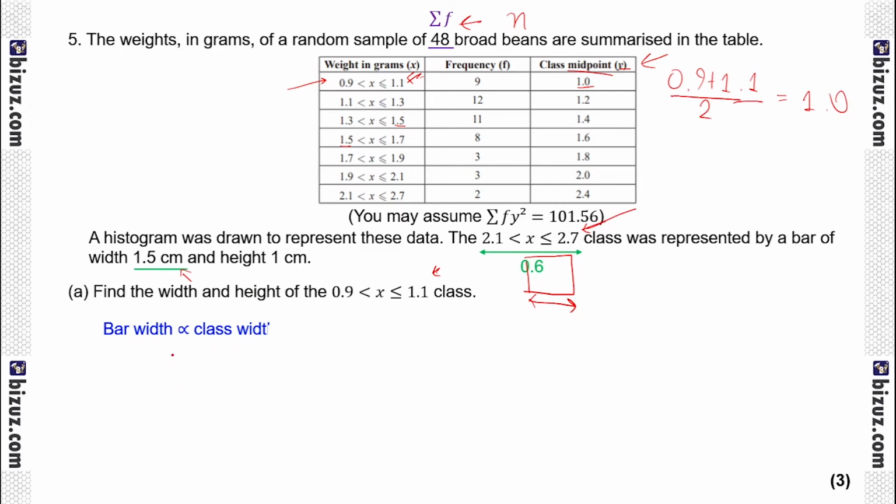All right, so the bar width is going to be proportional to class width, and we have this data for this class. This is the bar width, this is the class width, and here for the class that we're concerned with, we only have the class width. But since we know that bar width is proportional to class width, and we have the data for one data set and one value in the other, given a direct proportionality relationship, we can definitely find the unknown value.